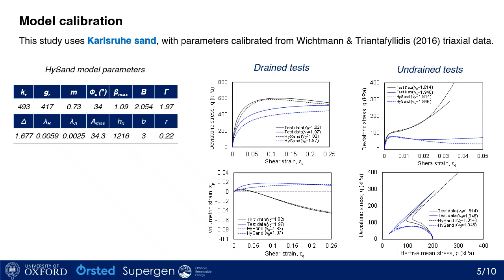For the figure on the top, you can see the comparison in deviatoric stress against shear strain for both drained and undrained conditions. And for the drained test on the bottom left, you can see volumetric strain against shear strain. As you can see, the model simulates very well the contractile behavior for the loose sands and also initial compaction followed by dilation for the dense sands. And for the undrained test, in the bottom right, you can see the stress path variation in deviatoric stress against effective mean stress space.